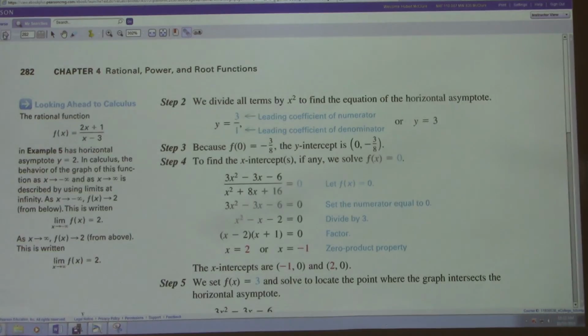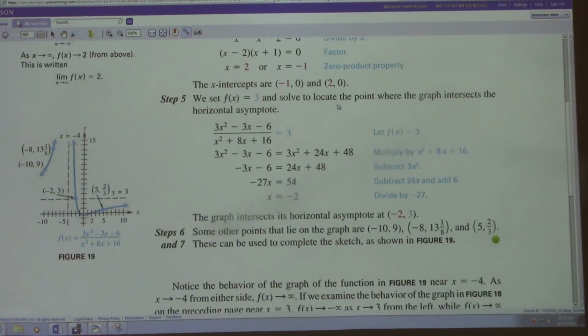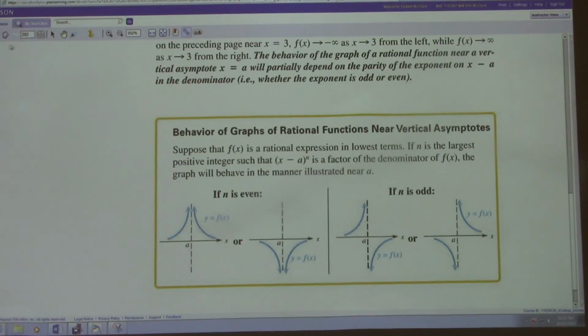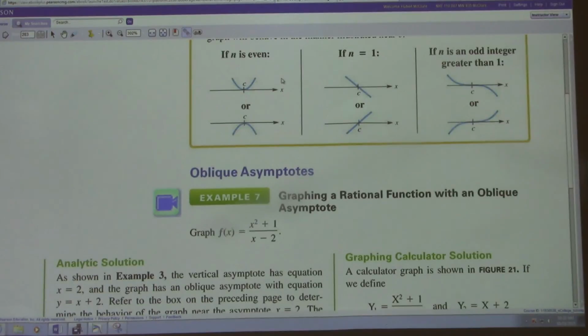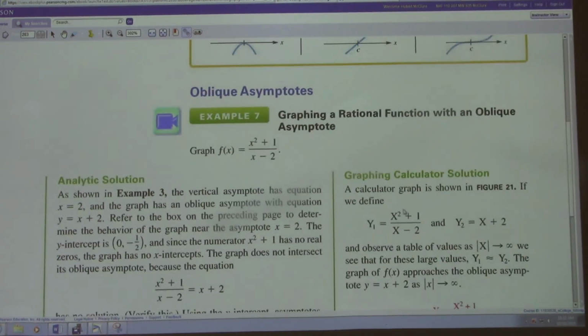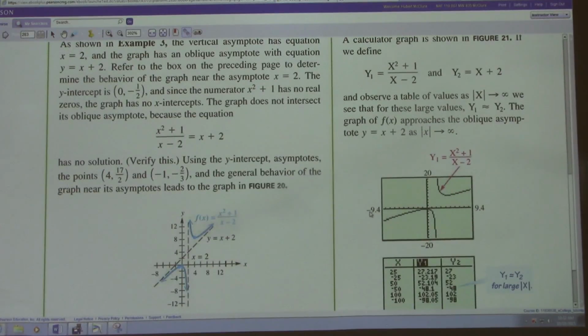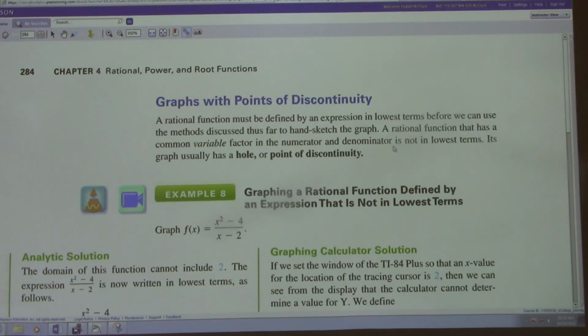Let's see. Where's an oblique? No, that's not an oblique. There's an oblique. I thought we did this one. X squared plus 1 over x minus 2. Did we not do that one? Yeah, we did. I'm not doing it again. Okay, there you go.